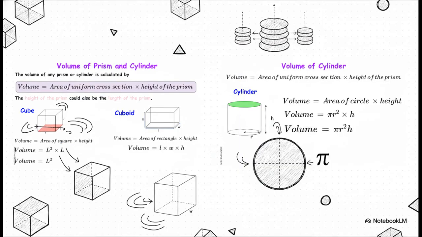And you can see just how powerful this is. Take the cuboid. Its base is a rectangle, so the area is just length times width. You multiply that by the height, bam, you've got the volume. Now look at the cylinder. Its base is a circle, area is pi r squared, multiply that by the height, and you get the volume. See? It's the exact same logic. The only thing that changes is the shape of the base.